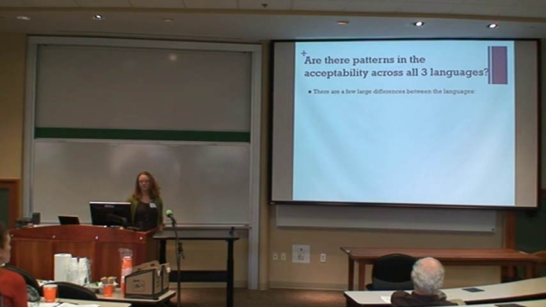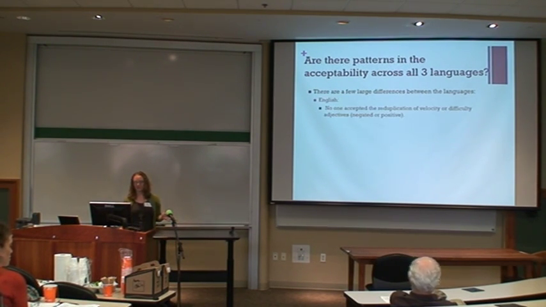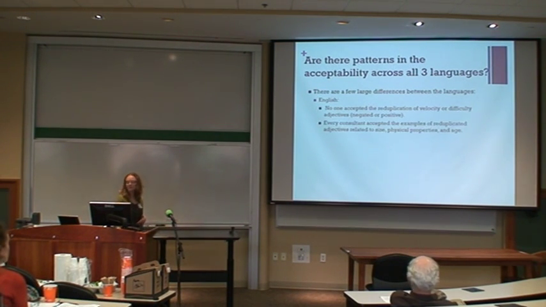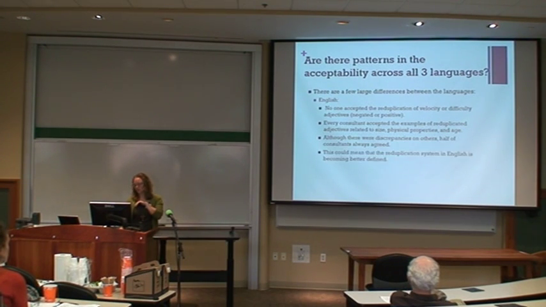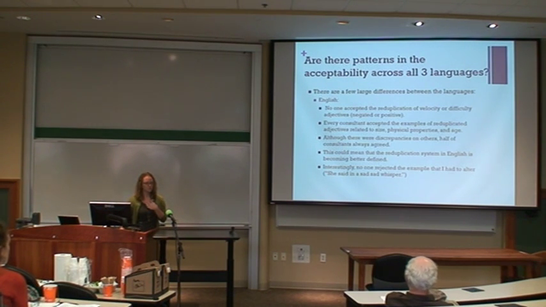There are a few large differences between the languages. In English, no one accepted reduplication of velocity, fast, fast, or difficulty, difficult, difficult. Every consultant accepted examples of reduplication of size, physical property, and age. Although there were discrepancies on others, half the consultants always agreed. And this could mean that the reduplication system in English is becoming better defined. Interestingly, no one rejected the example that I had to create. She said it in a sad, sad whisper. My consultant said it was almost pathetic, right?